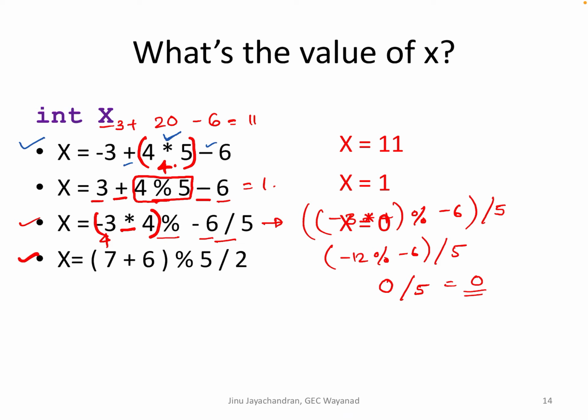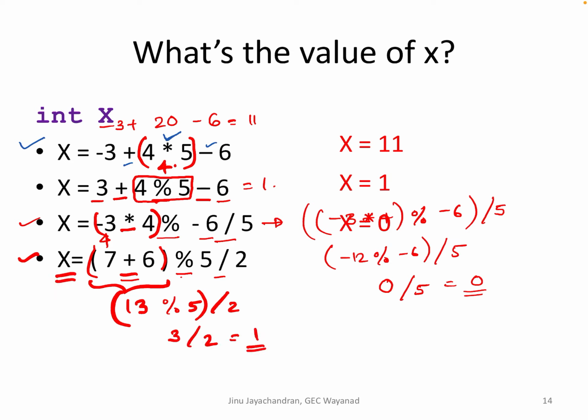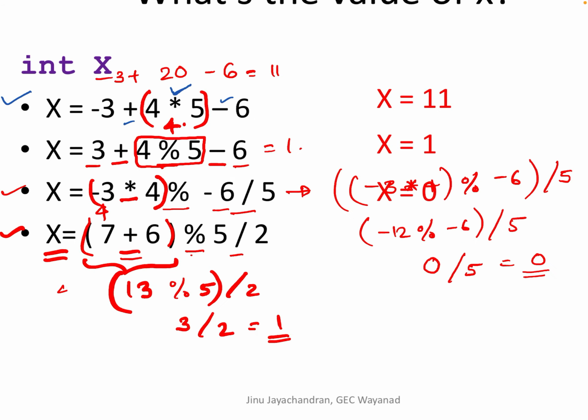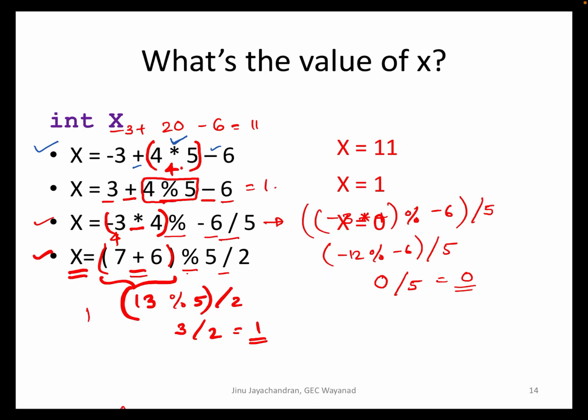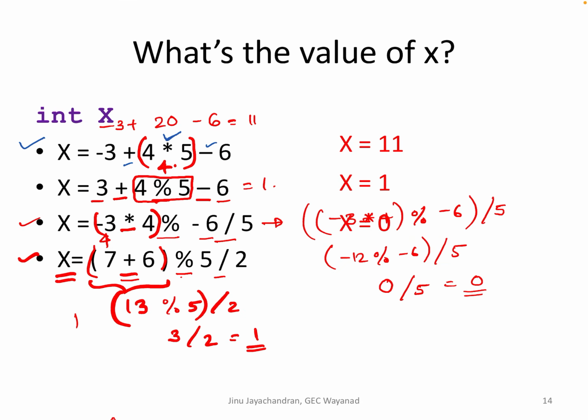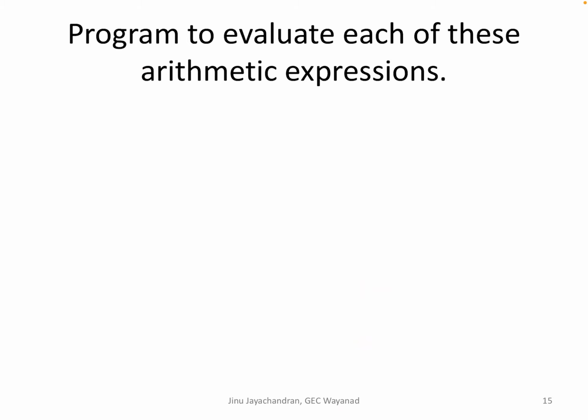The last one, you see there is a bracket. So although plus has lower precedence than that of percentage and division, since there is a bracket here, this will be evaluated first, which will be 13. Percentage 5 by 2, it is left to right. So it will be like this. So 13 percentage 5 is 3, by 2 is equal to 1. If x is int, this is 1. Actually it is 1.5, but since x is int, it can store only an integer value, which is 1 after truncating 0.5.